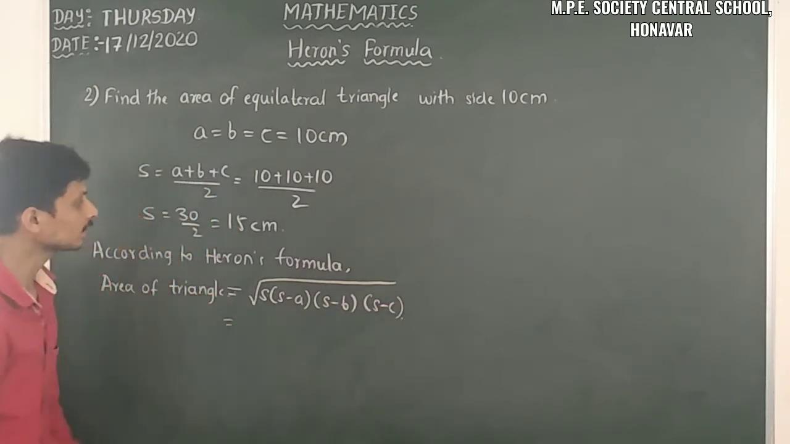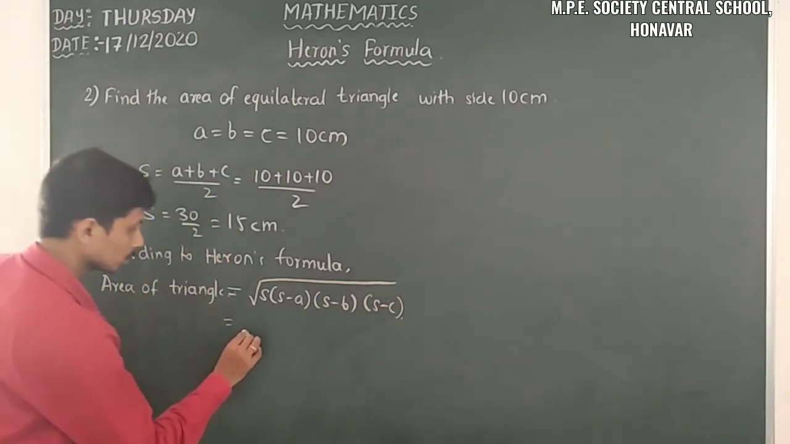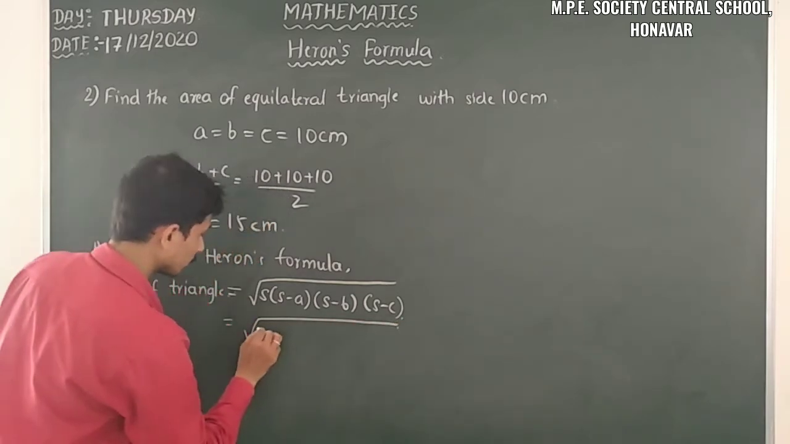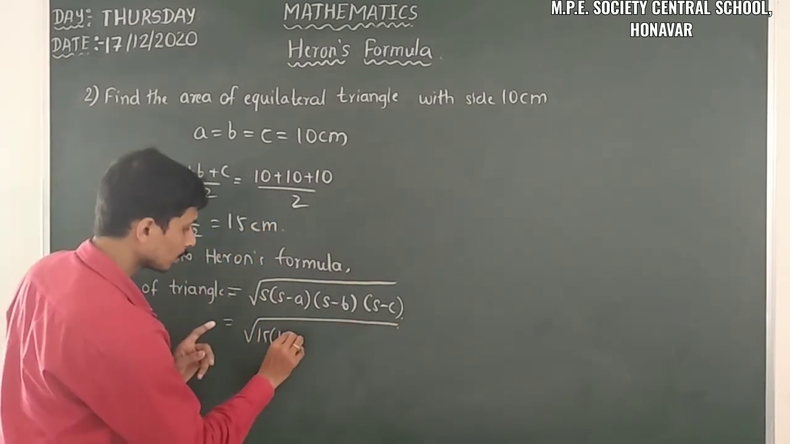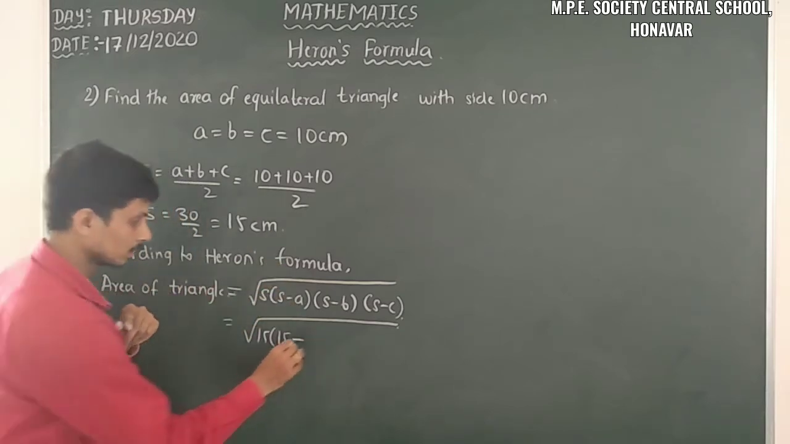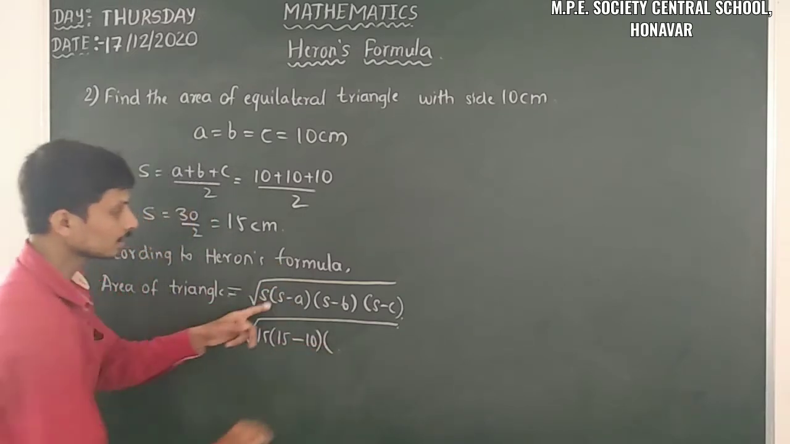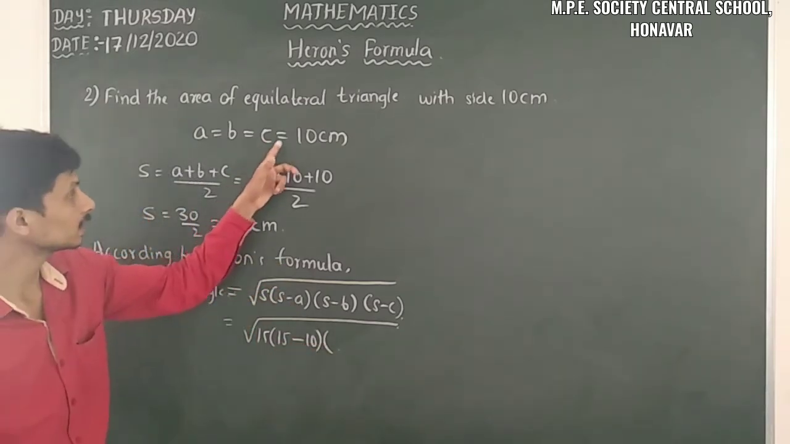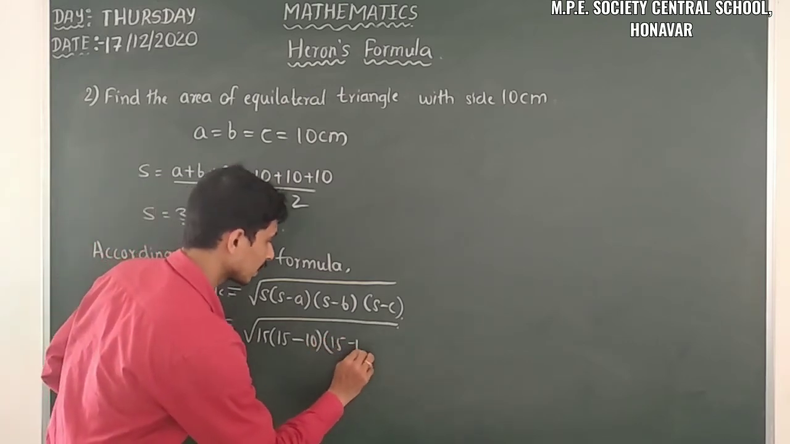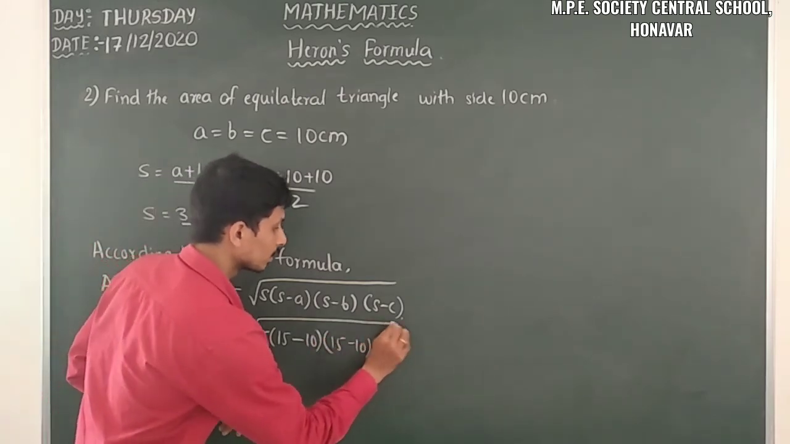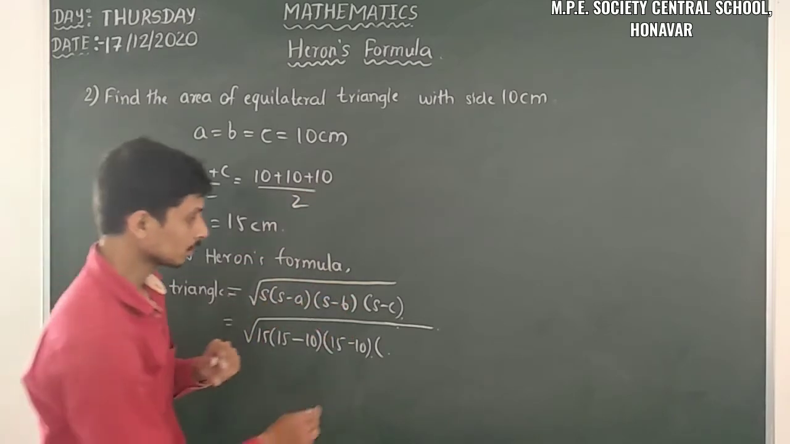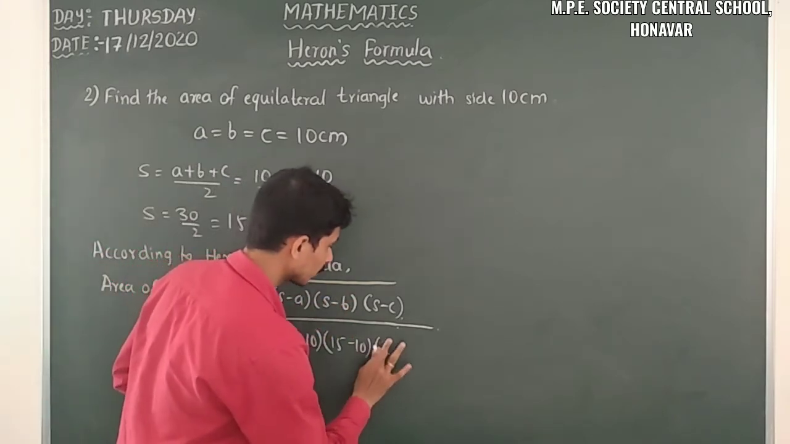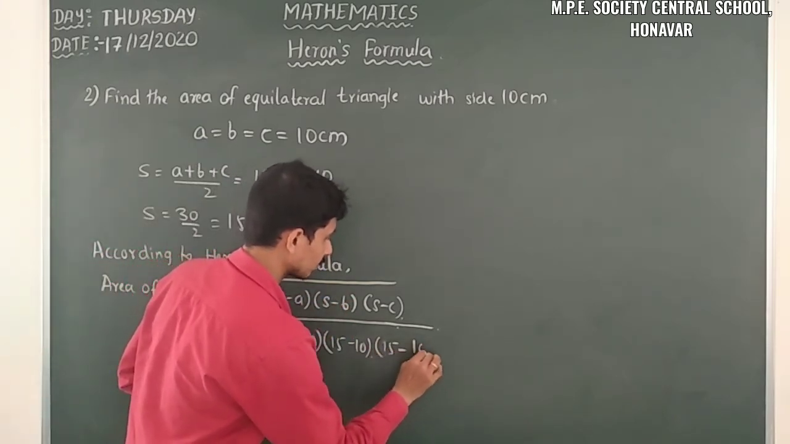So, what's the value of s here? 15. So square root of 15 into, here s is 15 minus the value of a, which is 10. 15 minus 10. Again s is 15 and b is also 10, so 15 minus 10. And here s is also 15 and c is also 10.